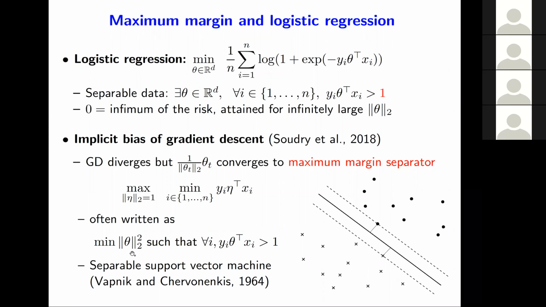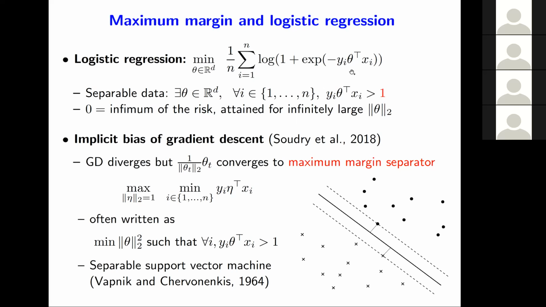This is exactly the support vector machine in the separable case from the 60s, popularized in the 90s and early 2000s, where you look for the separating hyperplane that would have the maximum margin. If you project the data here and the data there, the total distance has to be as large as possible. So this is choosing, among all separating hyperplanes, the one which is the most in the middle. This is the minimum L2 norm. This is a nice result by Soudry in the linear case.